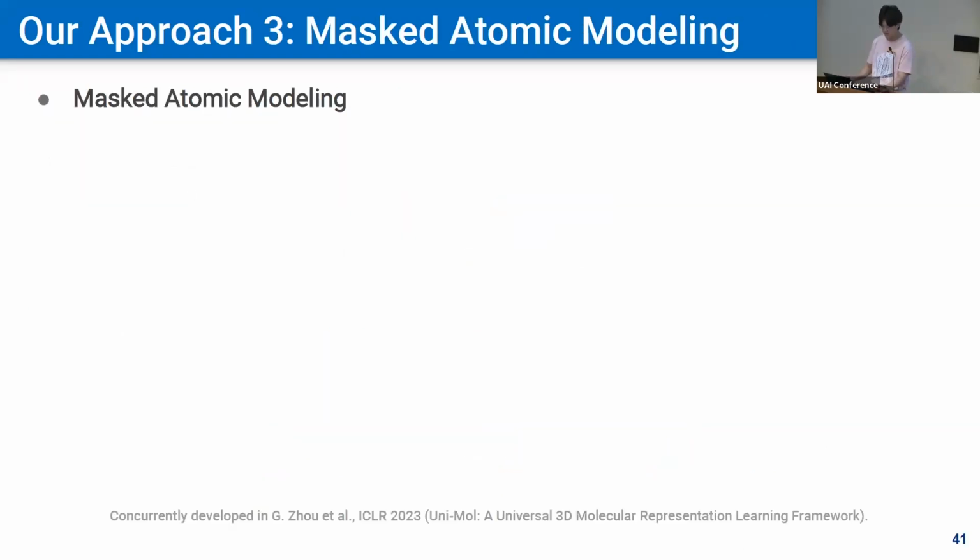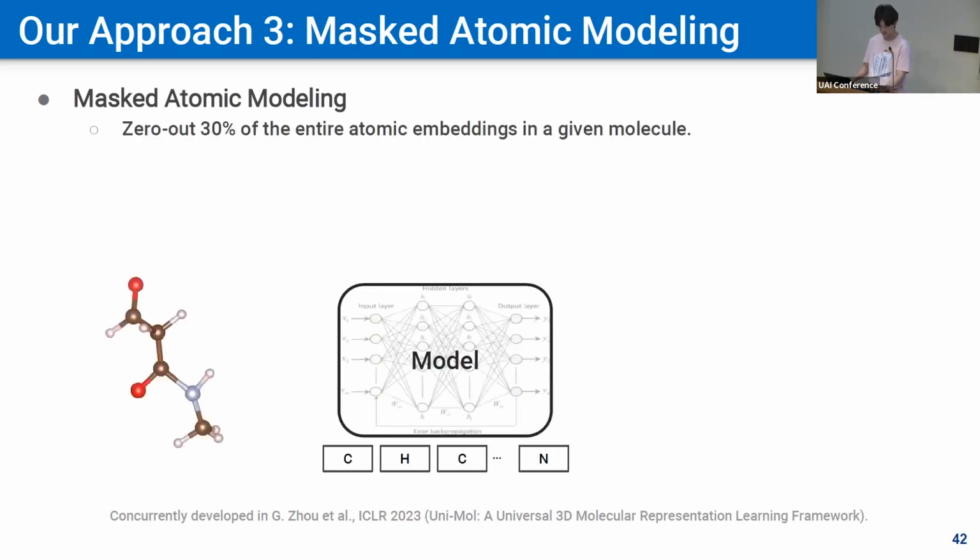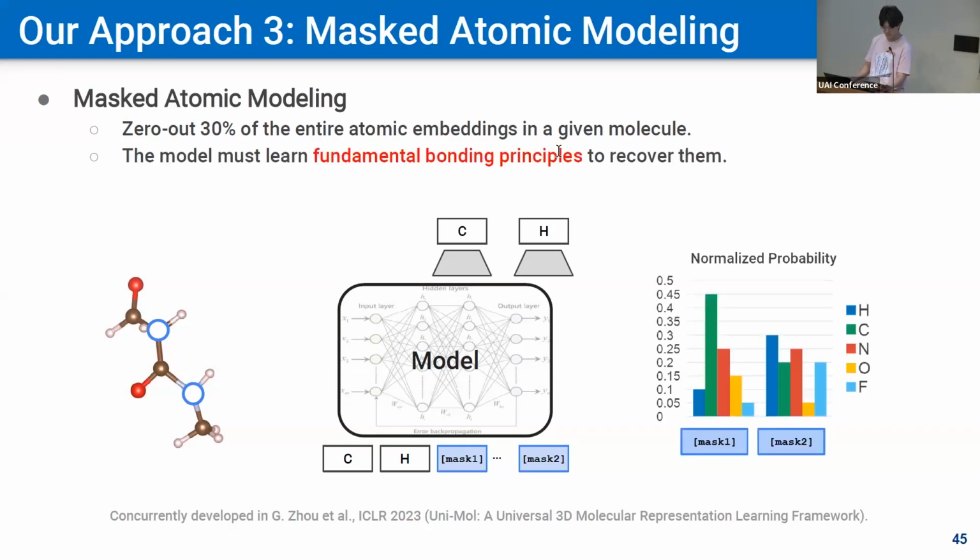And finally, we integrated a simple self-supervised learning framework named masked atomic modeling. So here's how it works. We take the atomic embeddings from a molecule, and then we zero out 30% of them. Then our model is forced to fill the blanks, predicting the original atomic species which are hidden. To correctly recover this, the model has to focus on the overall structure of the molecule. By this, we expect our model to learn the fundamental bonding principles.